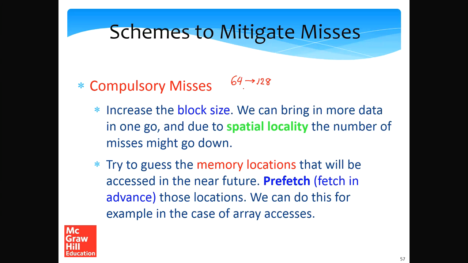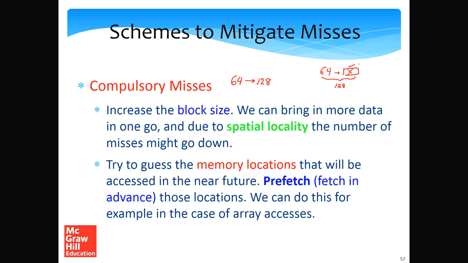Let me give an example. Let's assume the block size is 64. So we fetch in 64 bytes. And after that, we need to access the next 64. This is not there in the cache, so we'll have a cache miss. But assume that we fetched both consecutive 64 byte blocks together and your block size is 128. Then essentially all the 128 bytes are available in the block. As a result, we will not have the cache miss that we had for the second block.